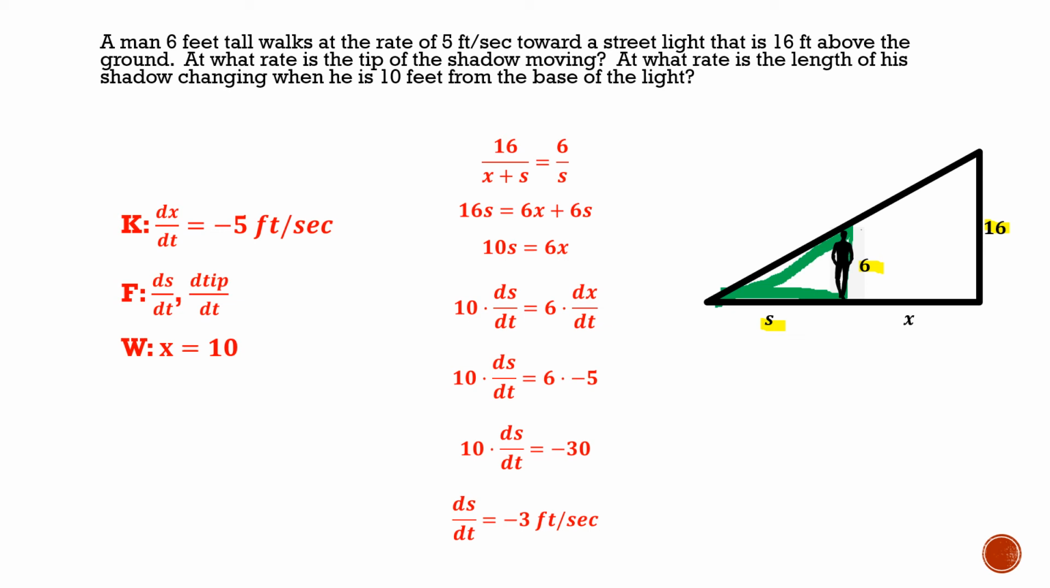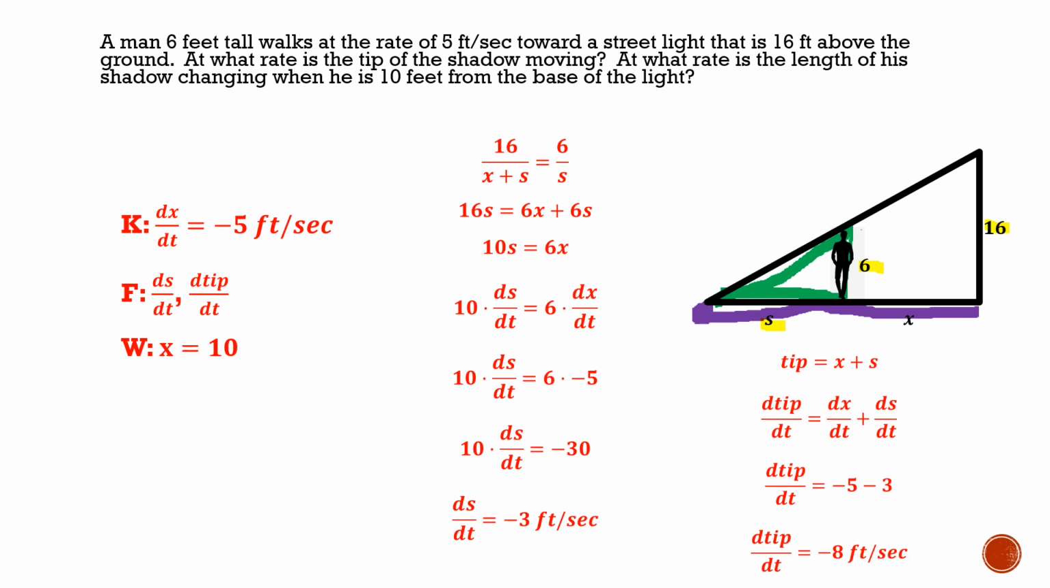Now, if I want to find the tip of the shadow, it is simply your x length plus your s length. This right here would be your tip. So if I add x plus s, I get my tip, and so tip equals x plus s. Therefore, the derivative is d tip/dt equals dx/dt plus ds/dt. Now, plugging in my values of dx/dt, which was -5, and ds/dt, which was -3, that we just found, I get -5 minus 3, which means our d tip/dt is -8 feet per second.